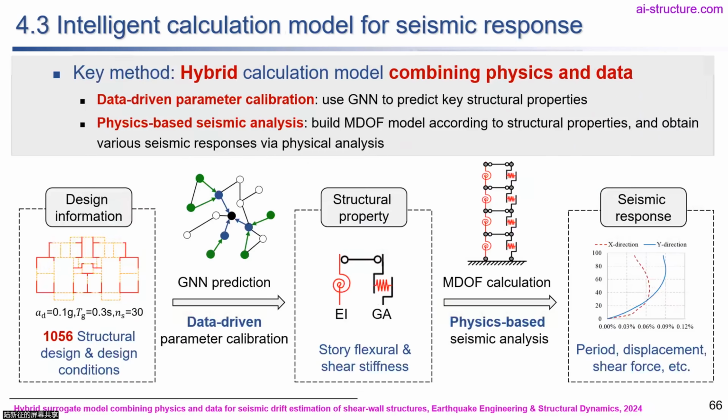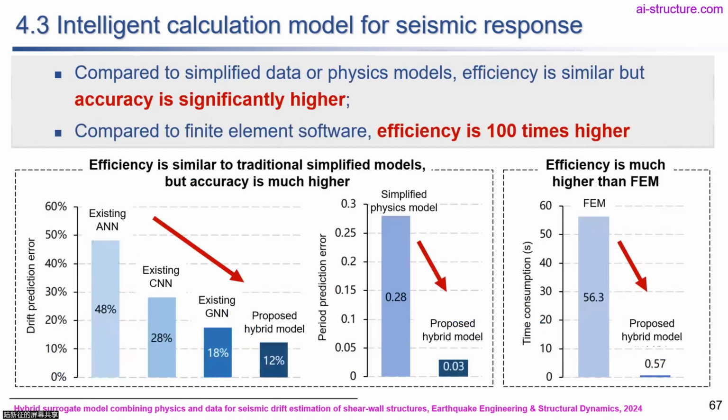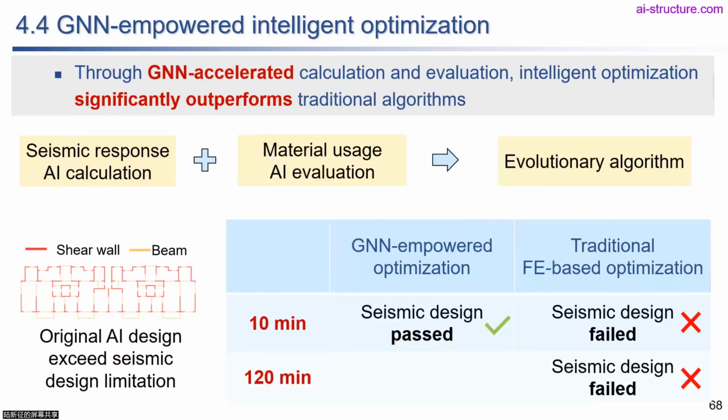Similarly, we can also use the technology to predict the structural behavior. We can train the AI with more than 1,000 cases, and then use these cases to train the AI to generate the interstory spring stiffness, and then we use the interstory springs to generate the MDF model to predict the interstory behavior. So our model is also more accurate than existing models and also much faster than existing ones. Then with this surrogate model, we can use it to do the structure optimization.